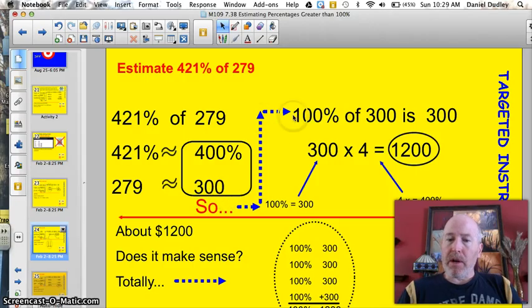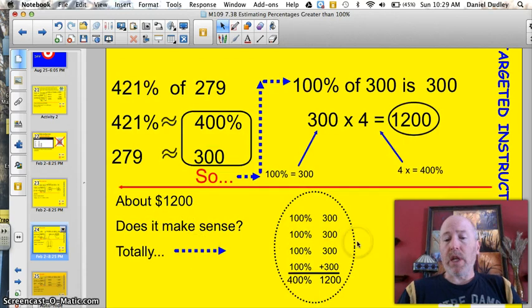So, I come up here, 100% of 300 is 300. So if I take that 300 times 4, the 100% times the 4 to get to 400%, so 300 times 4, I get 1,200. About 1,200. Does that make sense? Well, totally. Here I did it the old school way too. Here's 100% 300, 100% 300, 100% 300, 100% 300, and add up to get my 400%, it's still 1,200. So yes, it makes very good sense.